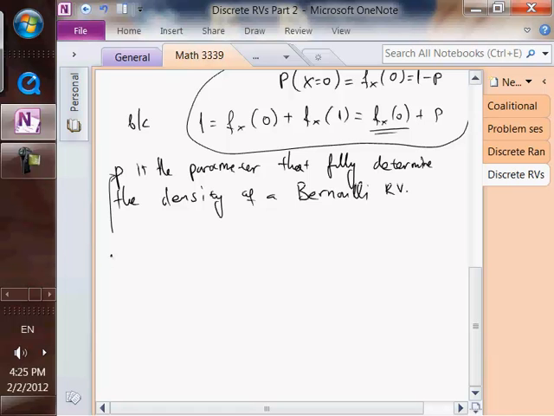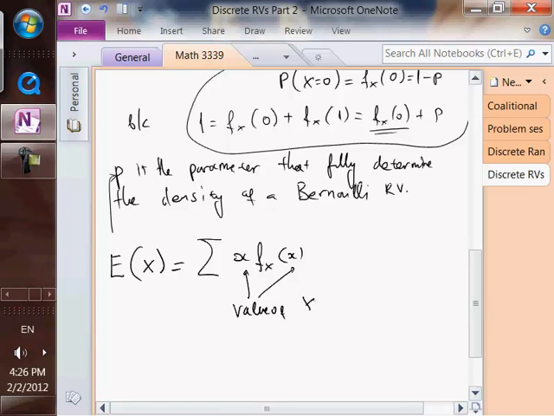What is the expected value of x? Well, let's calculate that. What is the mean value of x? X takes only 2 values. But what is the mean value? What is the average value of x? Well, by definition, this is x times the density. So here, that's the value of the random variable. And that runs throughout all values, the sum.